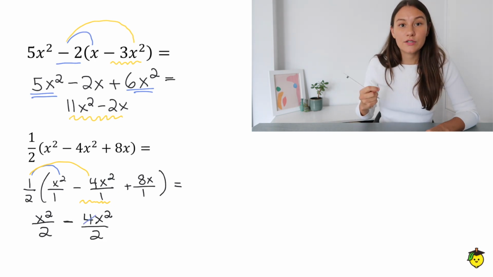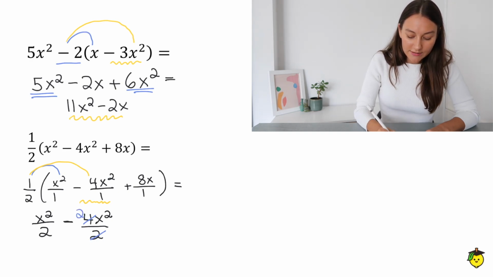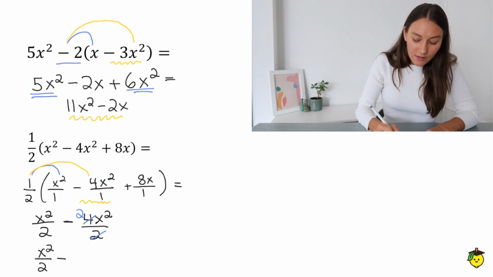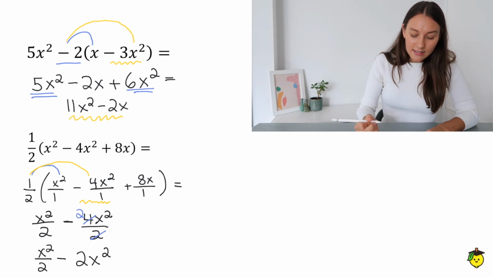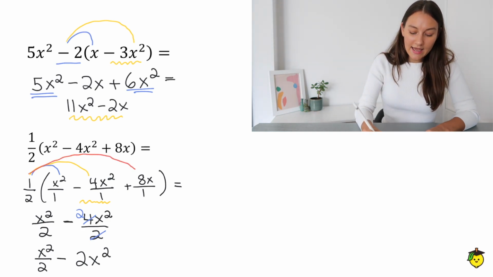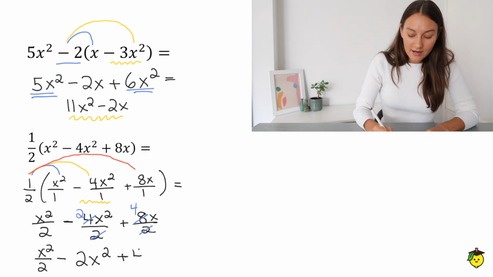And now the 4 and the 2 can simplify, right? 4 divided by 2 is the same as saying just 2, right? So I get x squared over 2 minus 2x squared. And here's my last one, 1/2 times 8x over 1. And what does that simplify down to? Well, that's the same as saying 8x over 2. 8 divided by 2 is 4. So I just get 4x positive.